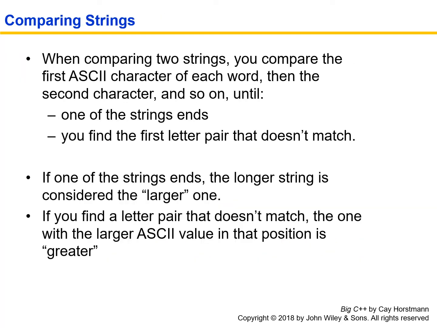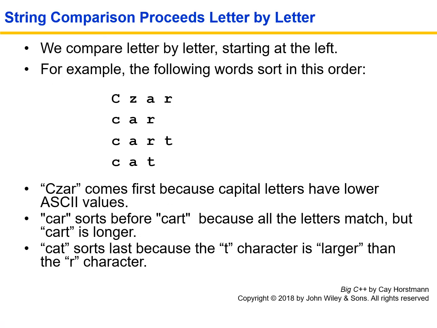So when you compare two strings, you compare the first ASCII character of each word, then the second, and so on, until either one of them ends or you find the first letter pair that doesn't match. If one of the strings ends, the longer one, the one that keeps going, is considered the larger of the two. If you find a letter pair that doesn't match, the one with the greater ASCII value in that position is greater. Easier to give you an example than to just keep talking about this abstractly.